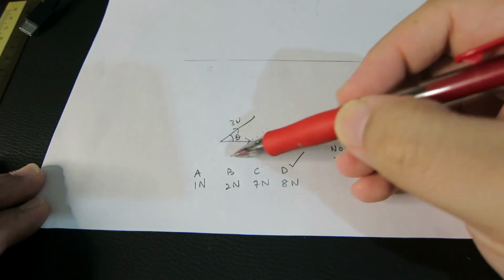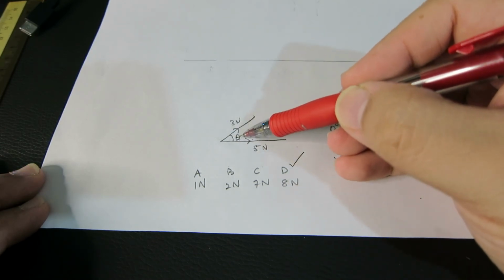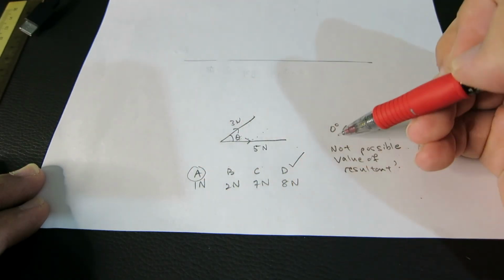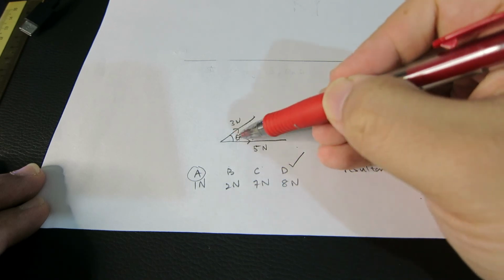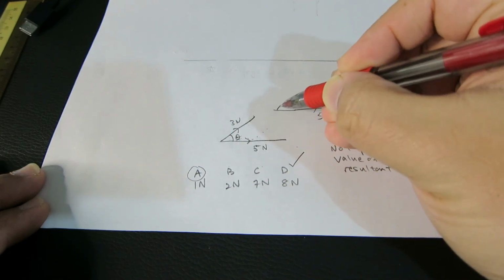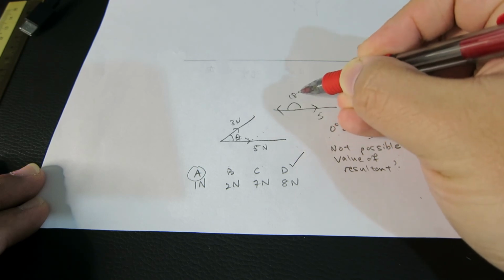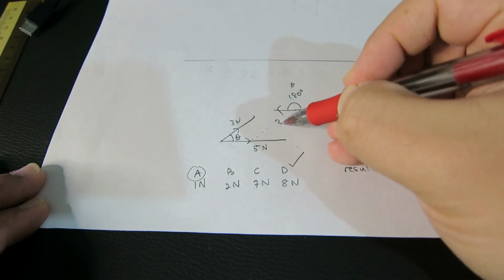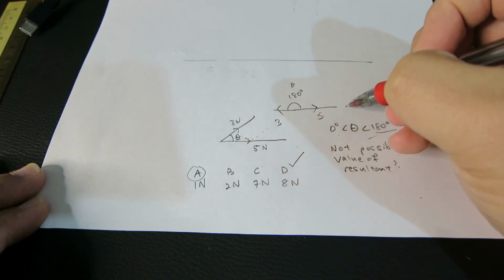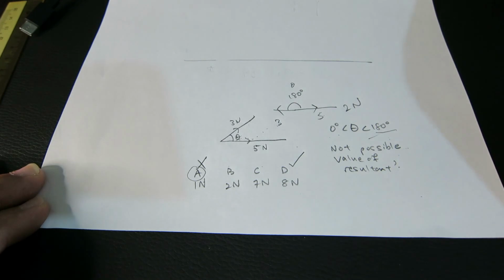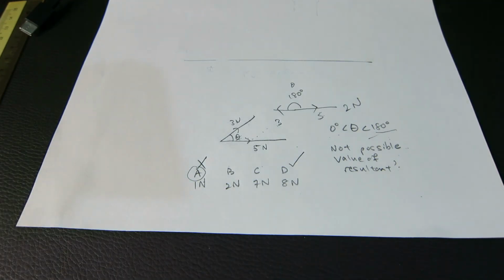7 and 2 is also possible depending on the angle. The only one that is not possible is A, 1 Newton. Because even if the angle is 180 degrees, which means basically 5 Newtons and 3 Newtons in opposite directions, and the angle theta here is 180 degrees, then the very minimum that it can go down to is 2 Newtons. So 1 Newton is not possible. So these are the types of questions that will appear.